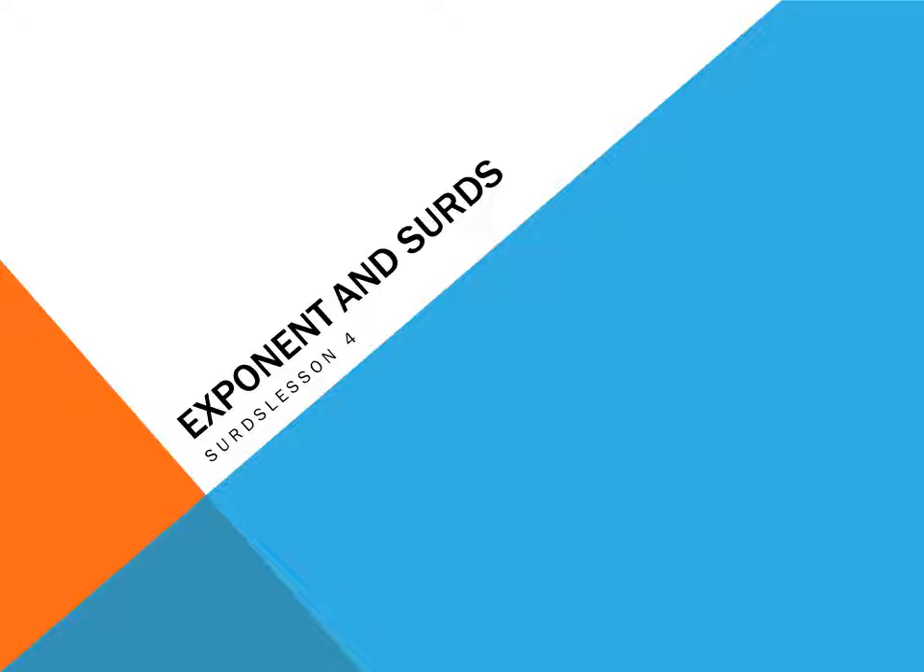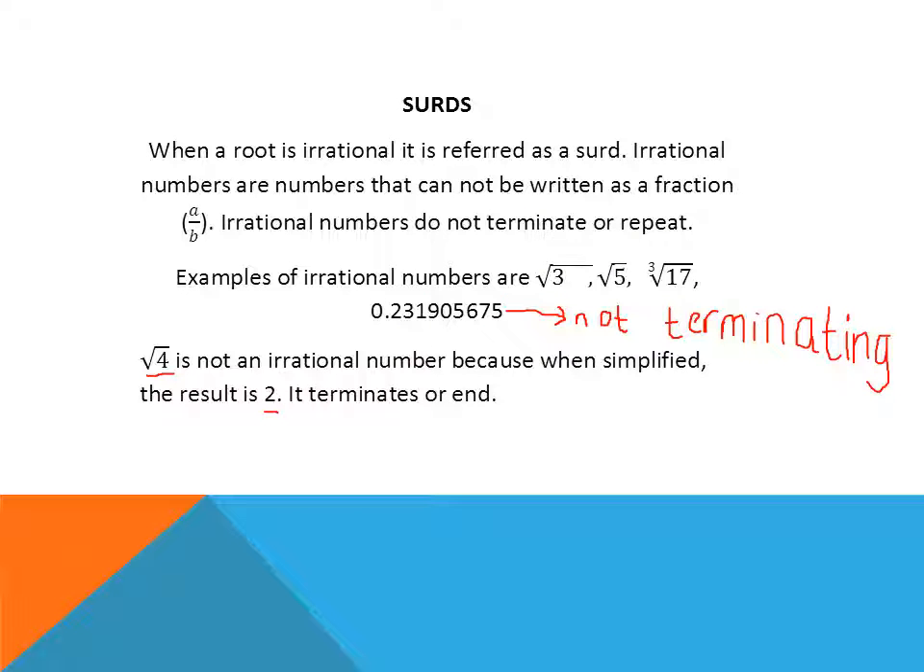We are still on exponents and sets, and today we are going to talk about sets, lesson 4. When a root is irrational, it is referred to as a surd. Irrational numbers are numbers that cannot be written as a fraction. Irrational numbers do not terminate or repeat.